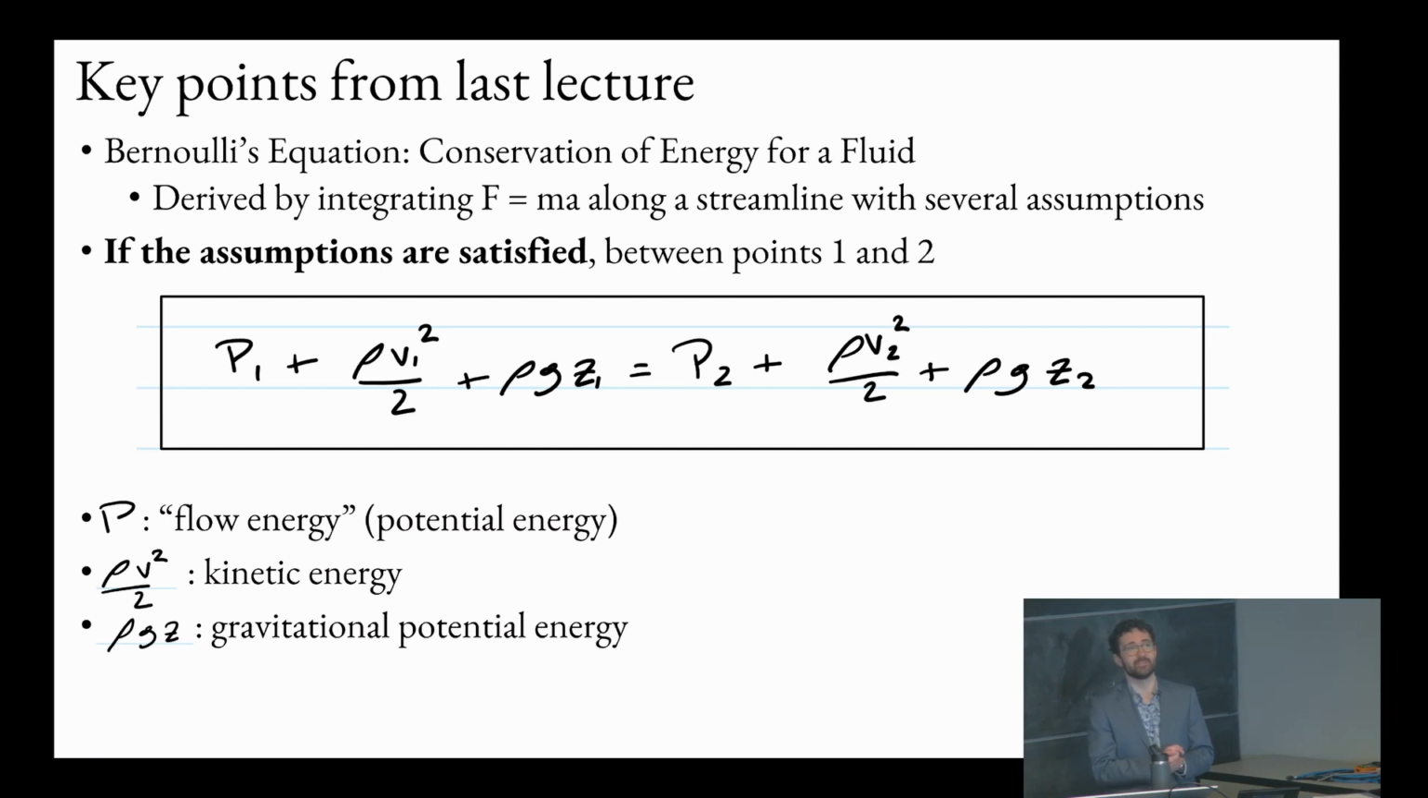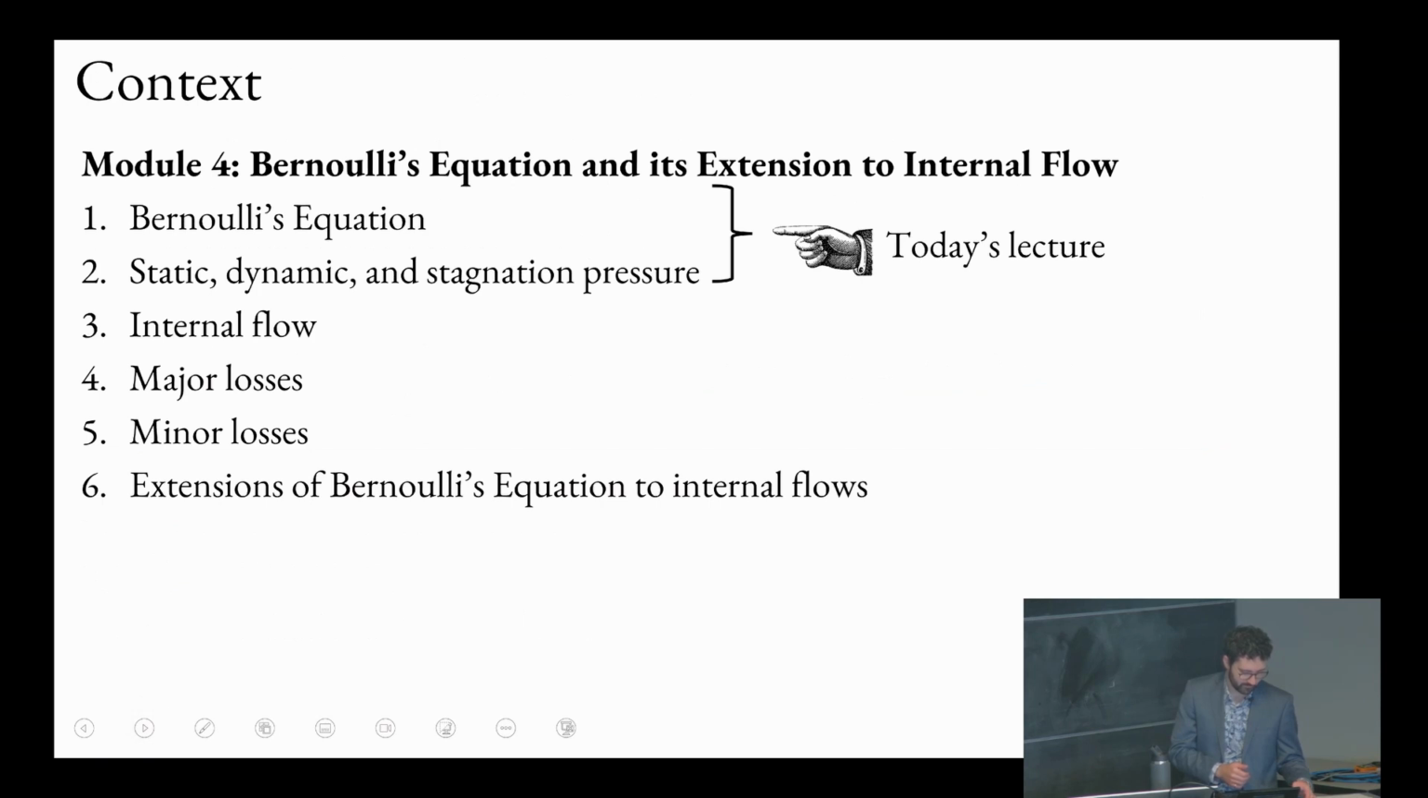So along a streamline is one of the assumptions. In general, between any two points that satisfy those assumptions, the energy is going to be conserved. So you have our flow energy, kinetic energy, and gravitational potential energy. Today, we're still going to be talking about Bernoulli's equation. Later on, your project is based on extensions of Bernoulli's equation to internal flows. So you'll see over the next couple of weeks how we extend this to more practical cases. You'll see today that Bernoulli's equation in the original form is quite limited.